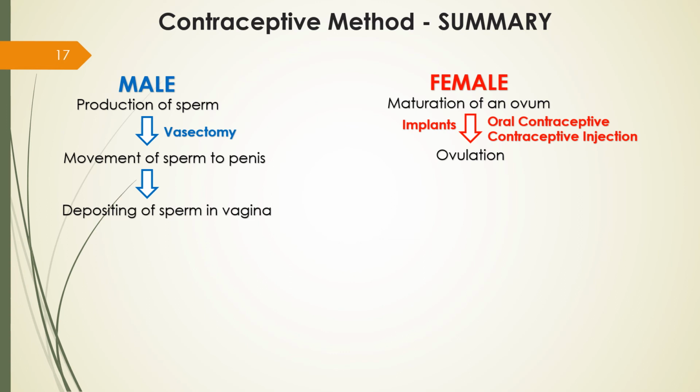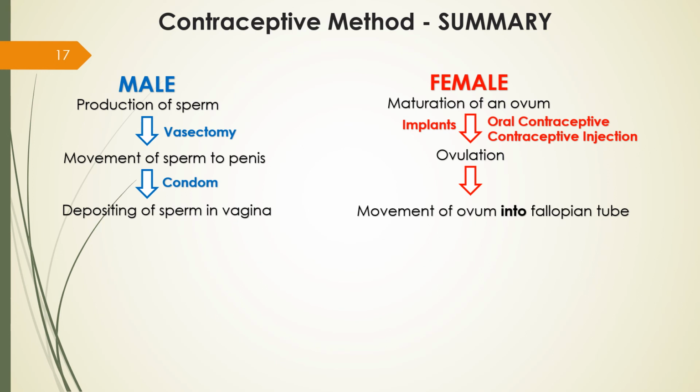Now for the male again, how do I avoid the movement of the sperm from the penis to the vagina, the deposit of sperm in the vagina? What can I do to avoid the deposition of sperm in the vagina? I can use a condom, okay? So if you use a condom, you avoid the sperm going inside the vagina.